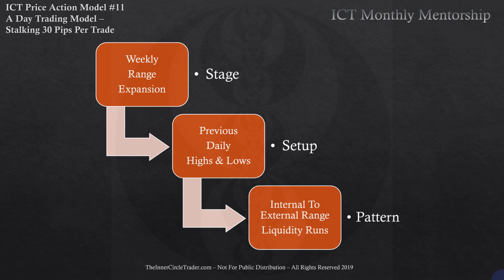The stage for this model is obviously still working within the weekly range expansion. Now you're probably noticing that that's pretty much the stage for all of them, and that's the definition that promotes a high probability trade, if we're trading in the direction of that weekly range expansion. And right away the question is going to be, well, how do I know what direction that is?